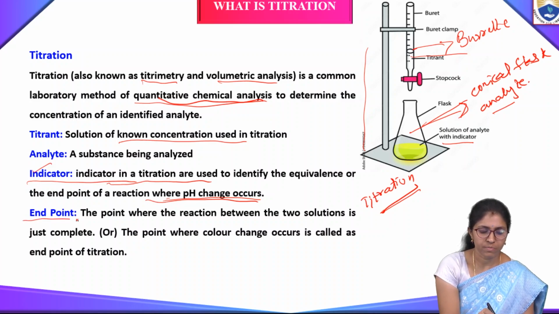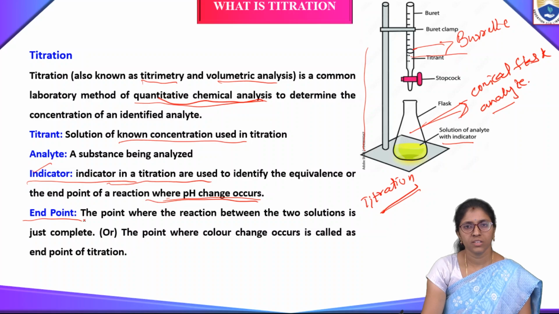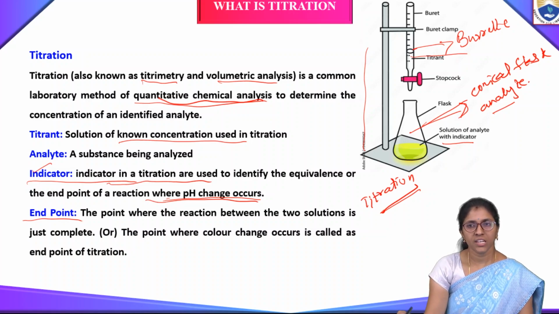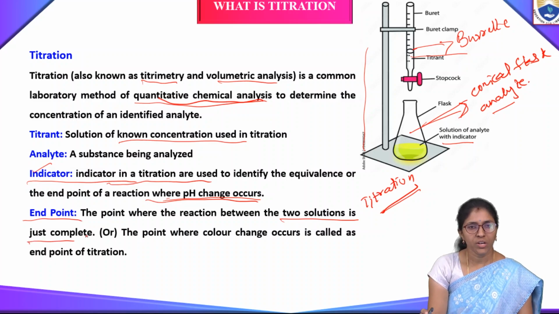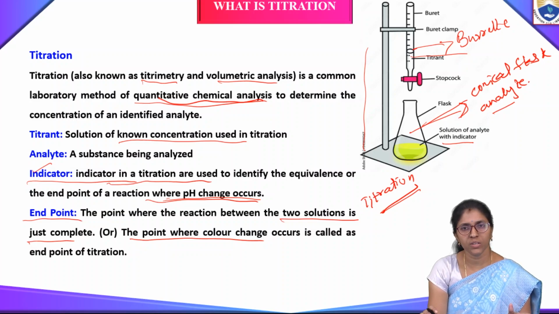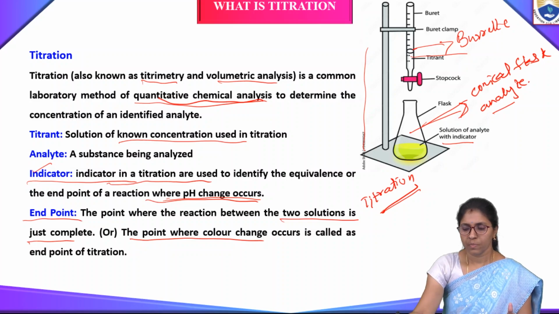What is the end point? The point where the reaction between the two solutions is just complete is called the end point. Another definition: the point where the color change occurs is called the end point of titration. Here we are using indicators for indicating the end point. This is the terminology which is used in titration.